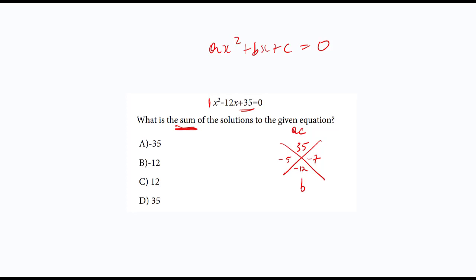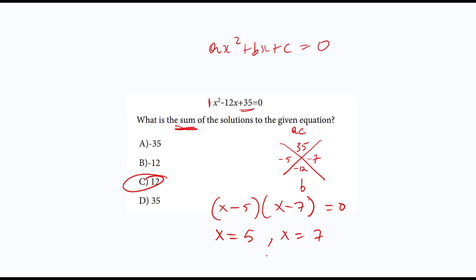Now, if the coefficient of x squared is 1, in other words, if a is 1, we can simply write this as x minus 5 and x minus 7 as factors, equal to 0, and then simply solve. So this is going to be x equal to 5, and this is going to be x equal to 7. So here, my zeros are going to be 5 and 7. To sum those, 5 plus 7 is simply going to be equal to 12. So 5 plus 7 equals 12. So C is my answer.